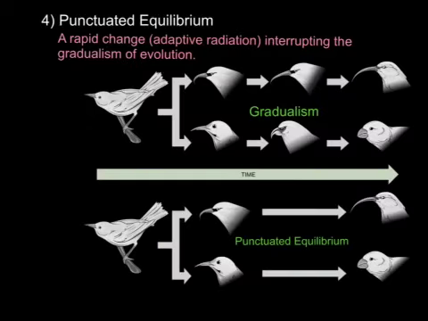Punctuated equilibrium, a rapid change, adaptive radiation, interrupting the gradualism of evolution. Here we have an example of gradualistic evolution versus the punctuated equilibrium. You see that gradualism has more steps, while punctuated equilibrium happened quite quickly.